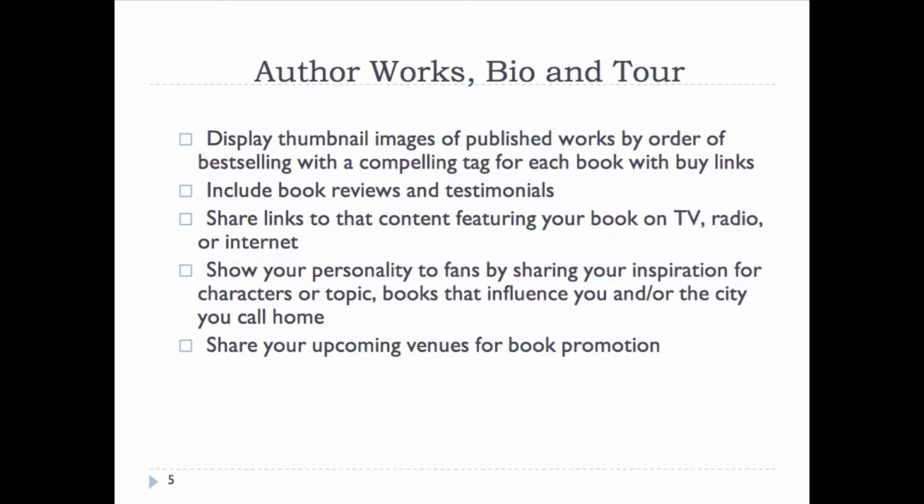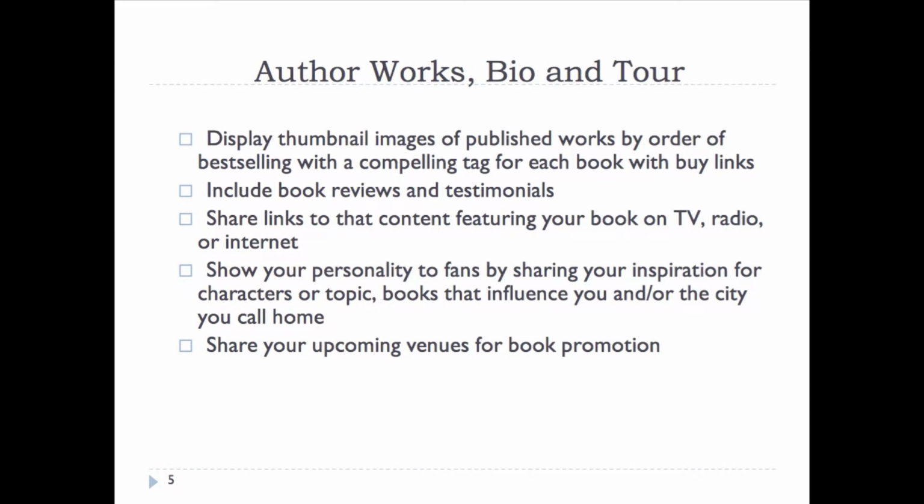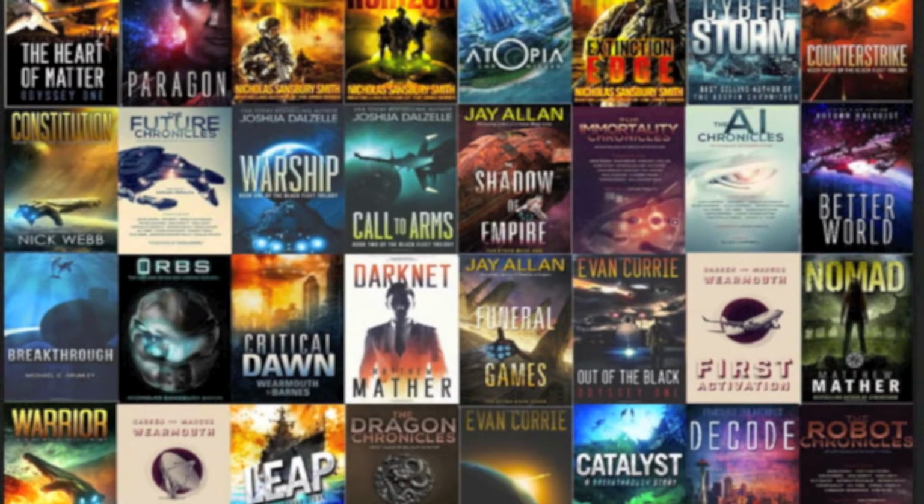Slide number 5, we're going to cover 3 of the pages on your author website: author works, author biography, and tour or calendar of events. The author works page is going to contain the backlist of your books. This is a library page, if you will, of books that were previously published, yet you are presenting the opportunity for new site visitors, people who have not been exposed to these books before, to learn a little bit about them.